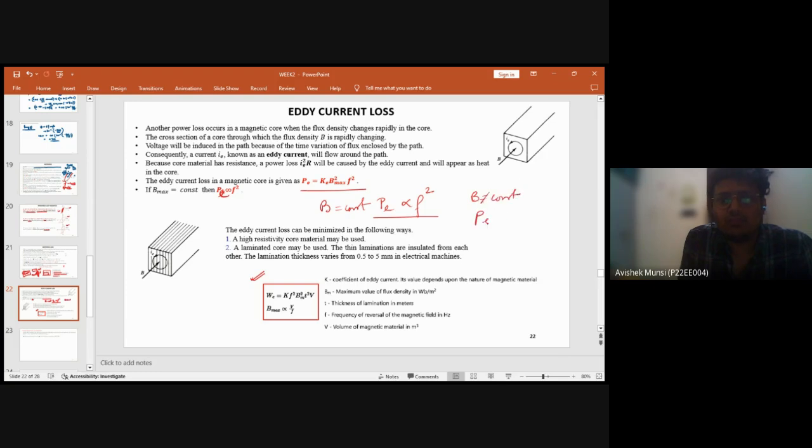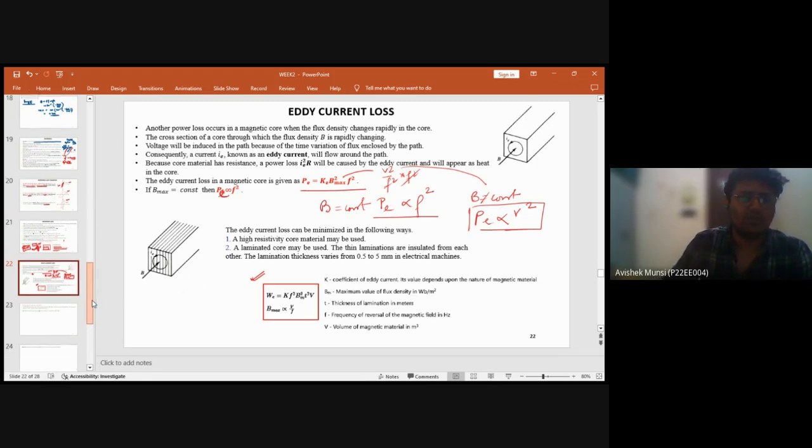If it is not constant, then P is proportional to V squared. Why? Since it can be replaced as V squared by Fs squared into Fs squared, it will cut out and it is proportional to V squared. So try to keep in mind what the proportionality is when B is constant, and what it is when B is not constant, based on which we have to solve the problem.